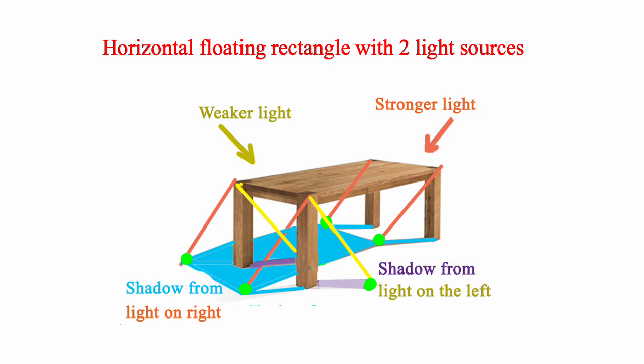This bench is lit by two light sources, and we can see with the stronger light source, we have a full shadow of the bench. But with the weaker light source, we only get some shadows of the legs. And so the darkest shadow would be the shadow of the leg that's within this blue shadow.